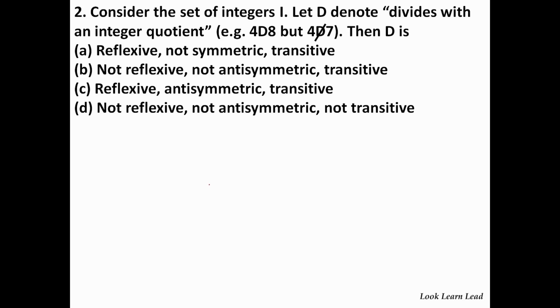Let's move to the next question. Consider the set of integers I, where D denotes divides with integer quotient. That is, 4 divides 8, but 4 doesn't divide 7. Let's see it like this. 4 divides 8, 4 also divides 12, 4 also divides 16, and so on. 8 divides 16, 8 divides 24, and 4 also divides 24.